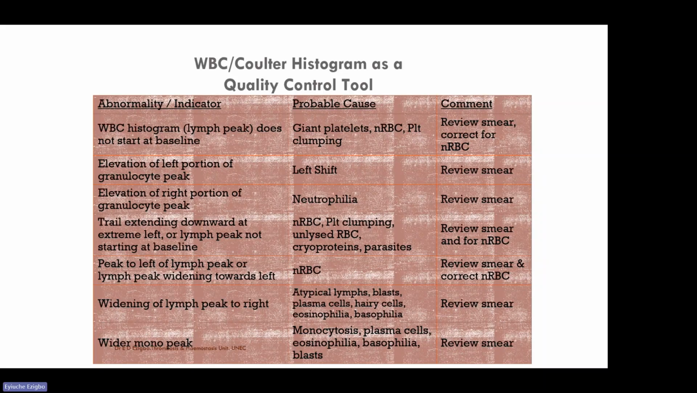Correct for nucleated red blood cells. If there is elevation of the left portion of the granulocyte peak, the left portion is elevated and did not start at the base, the probable cause is a left shift. You go and find out what left and right shift mean, especially when we are talking about the neutrophils. Then review smear. Elevation of the right portion of the granulocyte peak indicates neutropenia.